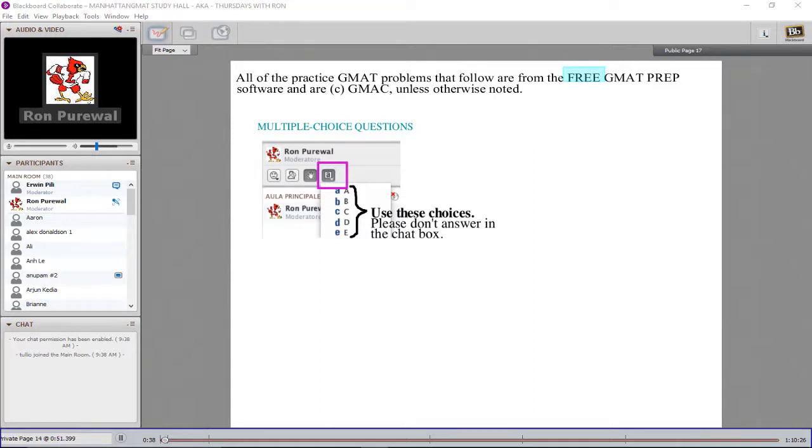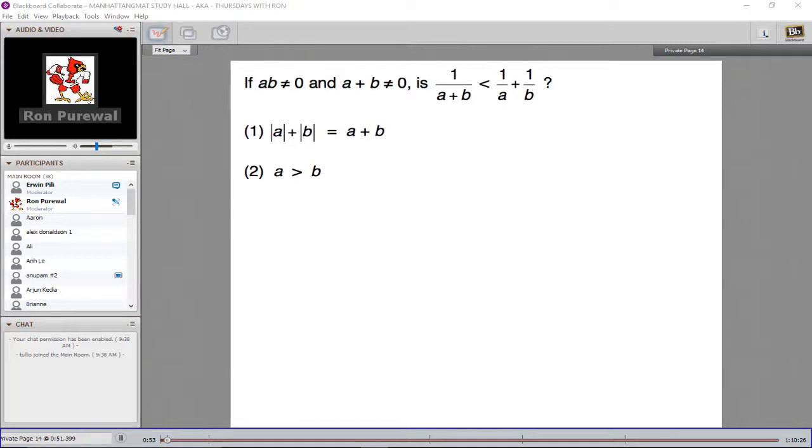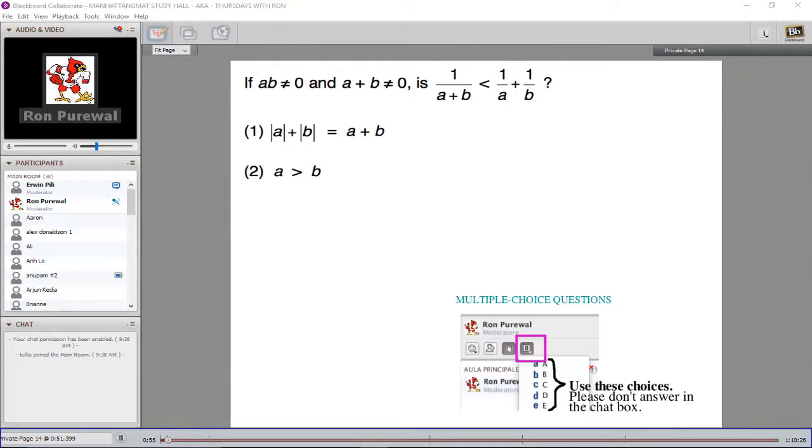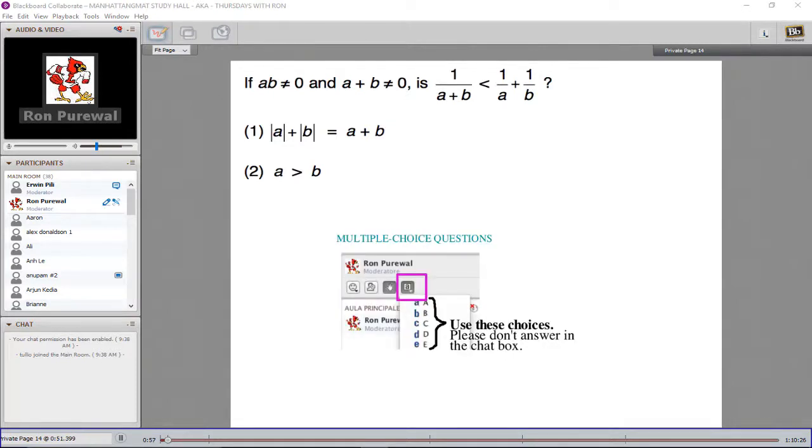Okay, let's do one. Let's do a problem. How about this one? This problem is from our materials. It's not from the free GMAT prep. Give it a shot. It's data sufficiency.